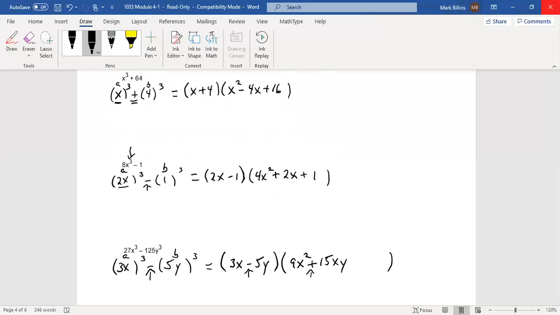Again, following the pattern, this is always plus because I'm multiplying a value times itself. So I'm going to take the B, which is 5y, and multiply it times itself. So 5y times 5y is 25y squared. So all the sum and difference of cubes is following that pattern.